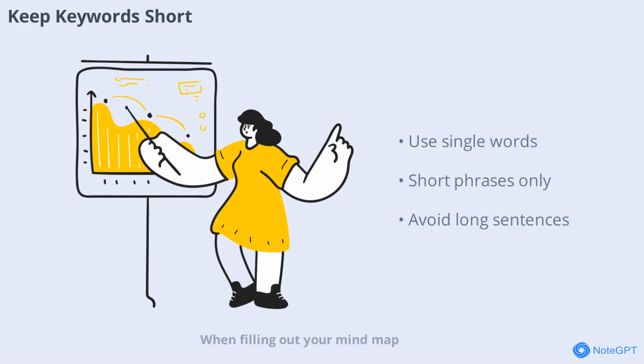When filling out your mind map, use single words or short phrases instead of long sentences. Keywords are easier to scan and remember. They also leave room for more branches and ideas. The goal is to keep your map uncluttered and focused on the most important points.